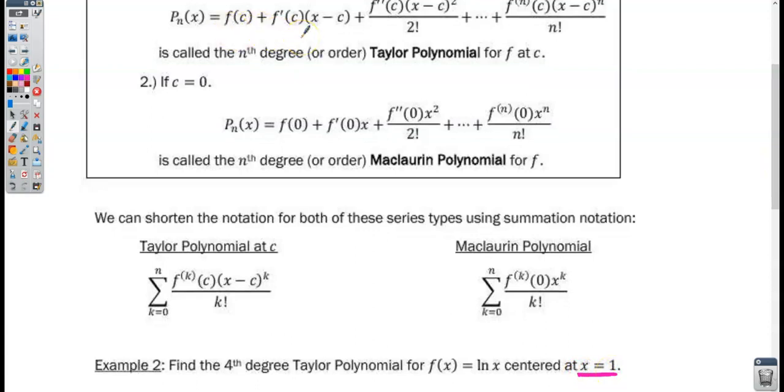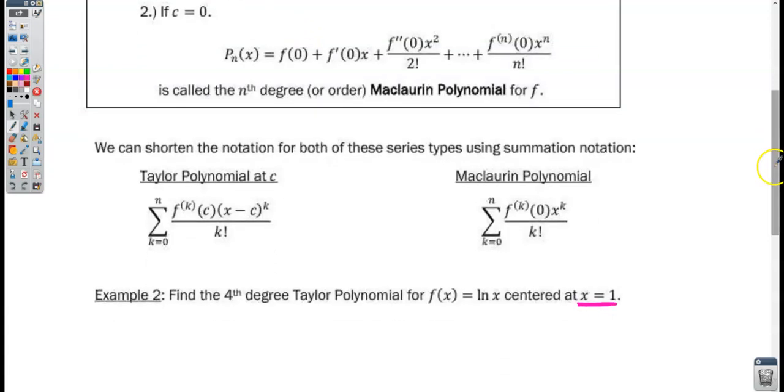Okay, so in essence, what we're looking for here is our fourth degree polynomial, and I'm going to do this since this is our first example. Our fourth degree polynomial is going to be f of 1 plus f prime of 1 over 1 factorial. I don't need to write that. That's over 0 factorial, which is 1, over 1 factorial, which is 1. I don't need to write either of those.